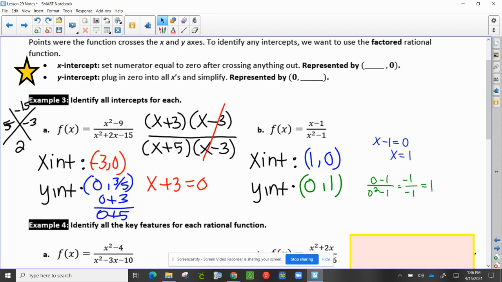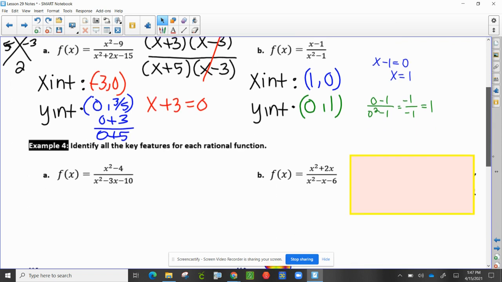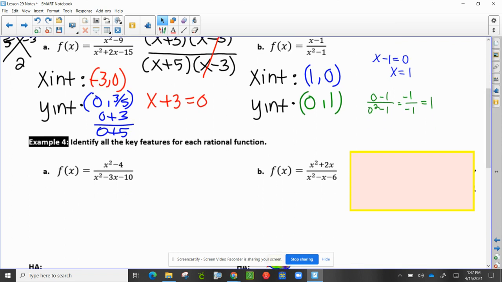On the top, I set my numerator equal to 0. That's how I got 1 for the x-intercept. 0 minus 1 is -1. 0 squared minus 1 is another -1. So -1 divided by -1 gives me +1.